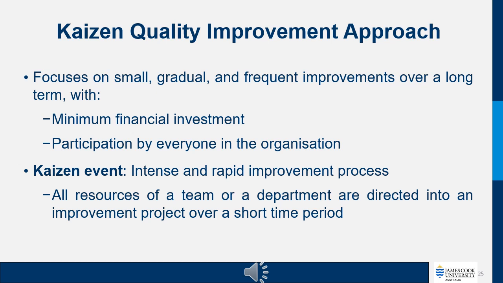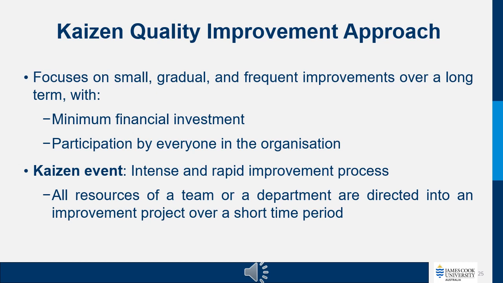Kaizen is a quality improvement approach that emphasizes making small, gradual, and frequent improvements over the long term. It is a continuous improvement philosophy that involves everyone in the organization, from top management to front line employees. Kaizen events are intensive and rapid improvement processes that bring together a team or department to focus all their resources on a specific improvement project over a short time period. This event is also known as a Kaizen Blitz or rapid improvement event, aimed to generate quick and significant improvement in the target area.